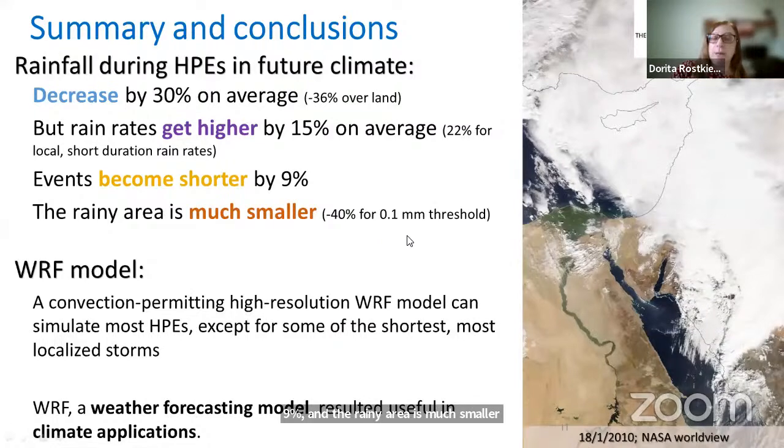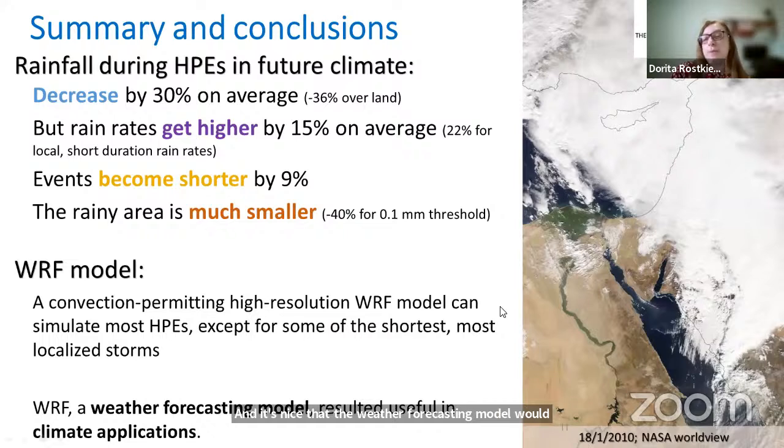So a WRF model proved, at convection permitting high resolution, to be useful and capable of simulating most of these events, except for some short and very localized storms. And it's nice that a weather forecasting model could help us in climate applications.